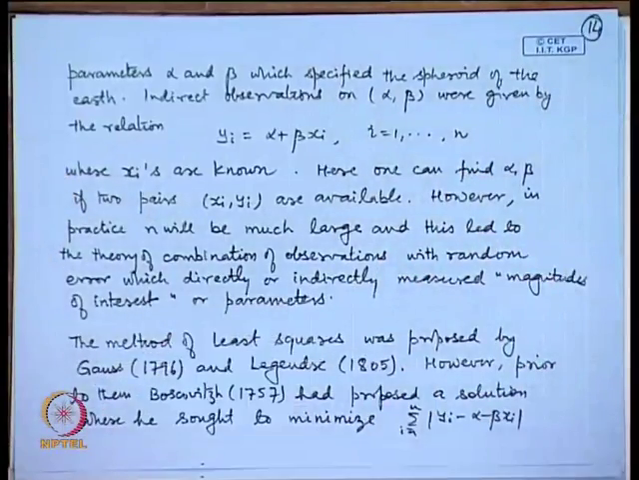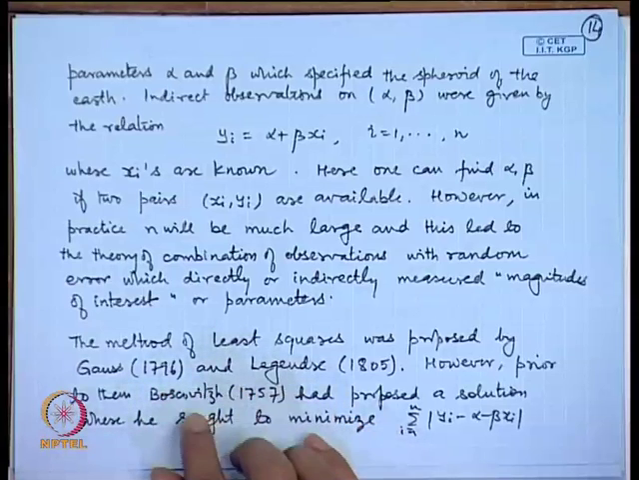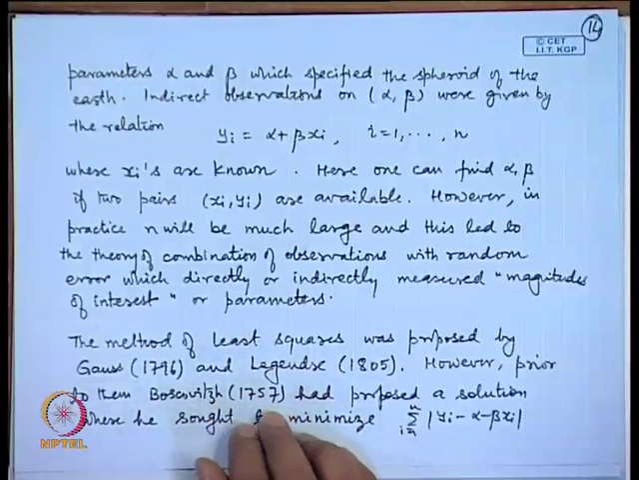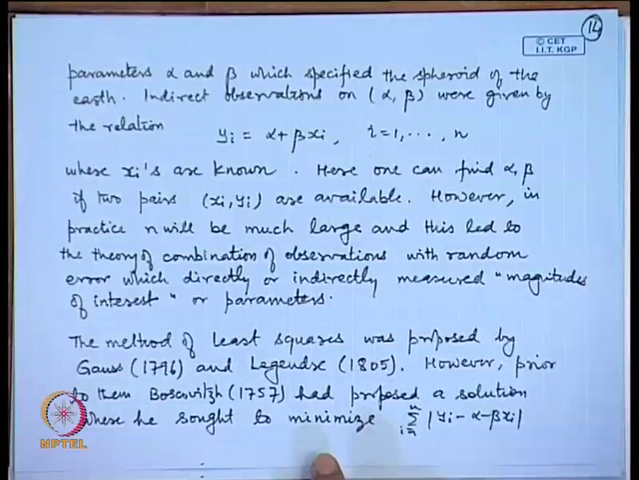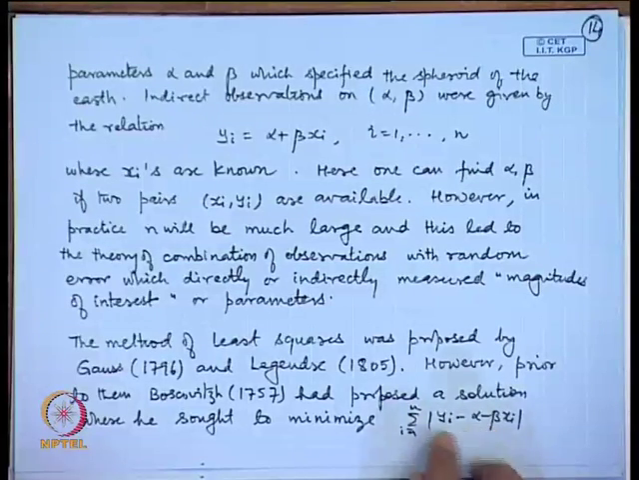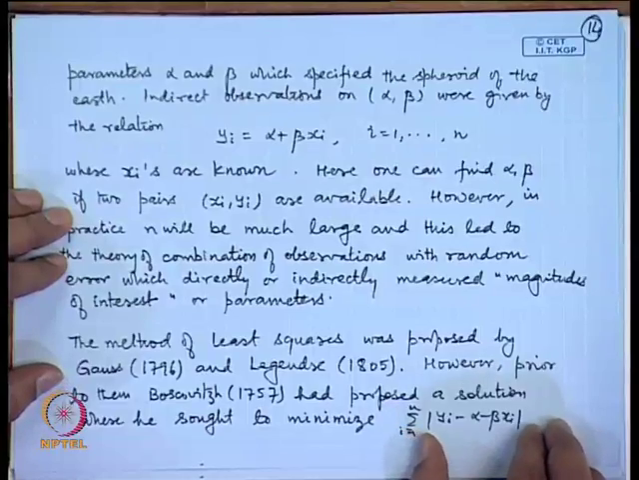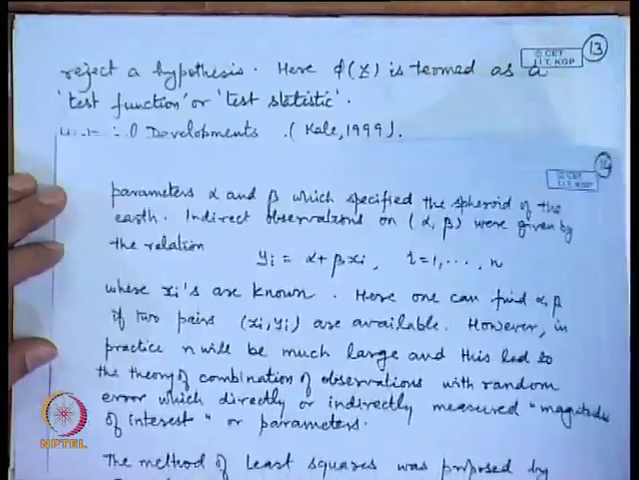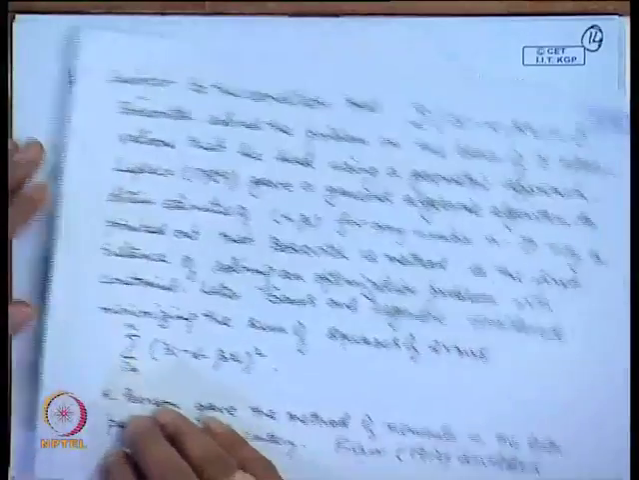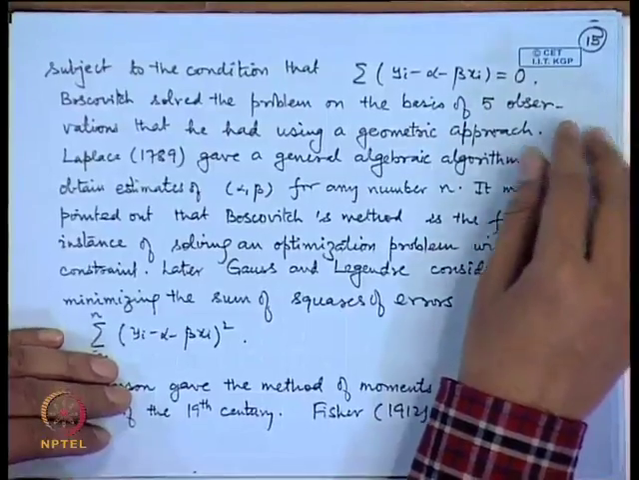Nowadays we understand this as a problem of simple linear regression. However, this problem was studied as early as in the 18th century by Gauss and Legendre, who came up with the method of least squares to solve this problem. Even before Gauss and Legendre, about 50 years before that, Boskovich in 1757 proposed a solution for this problem, where he sought to minimize the summation of modulus of y_i minus alpha minus beta x_i. So, in place of the square, initially he considered the mean absolute error, subject to the condition that the sum of the errors must be 0, and he solved this problem using geometrical methods based on 5 observations.